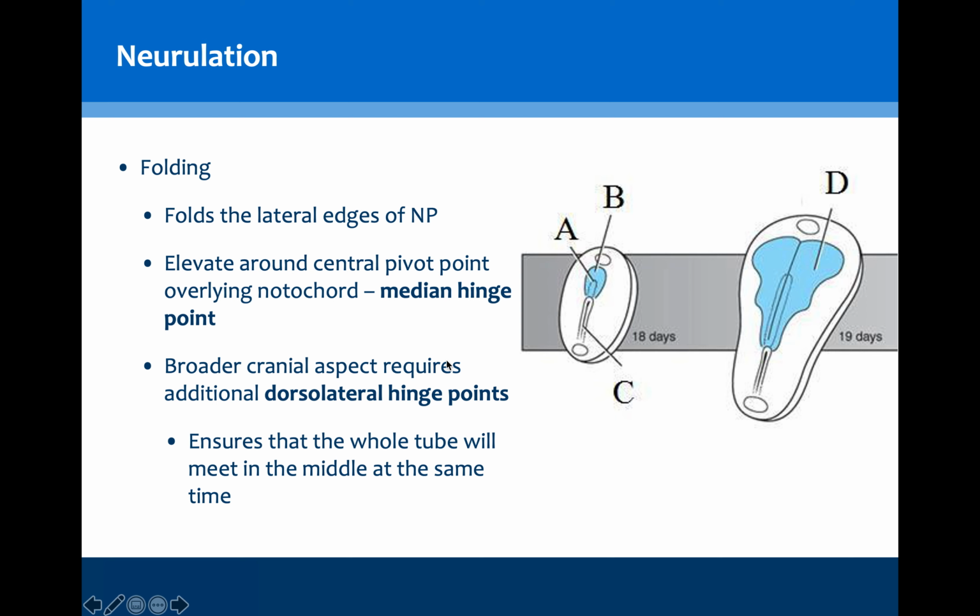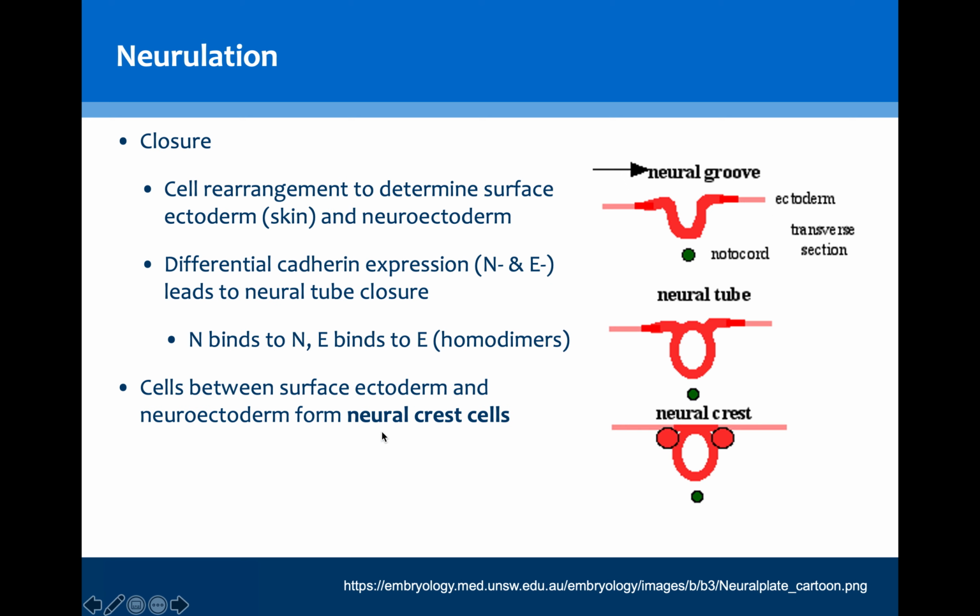So again, a typical exam question talks about the process of folding, and it's just important to remember that there are these dorsolateral hinge points as well. And then finally, closure. Now, this again comes back to this idea of homodimeric receptor interactions. These are molecules that will only bind to identical molecules.